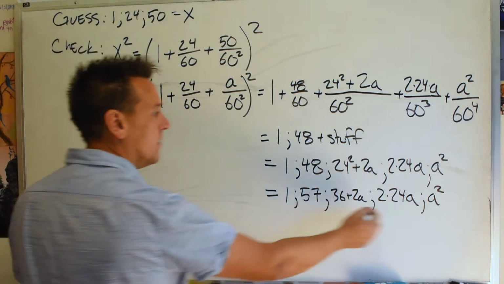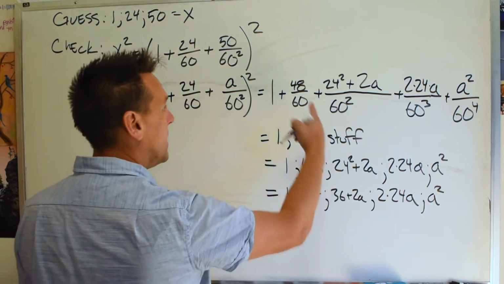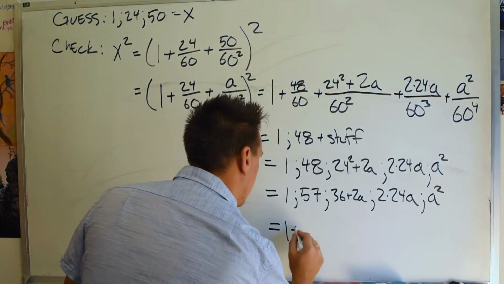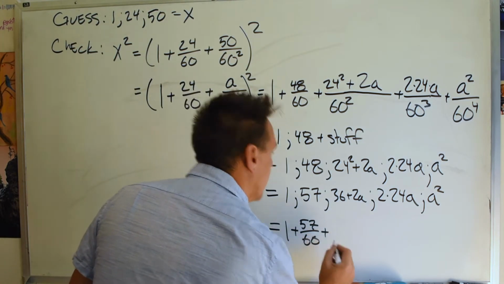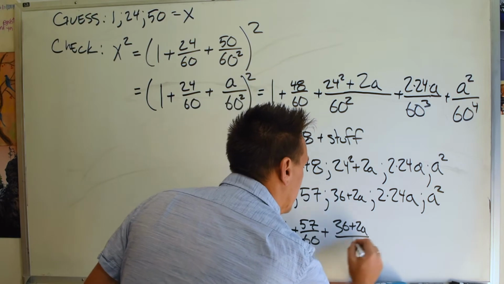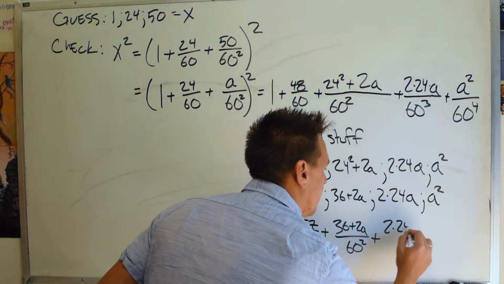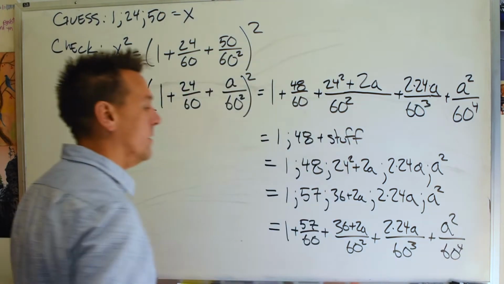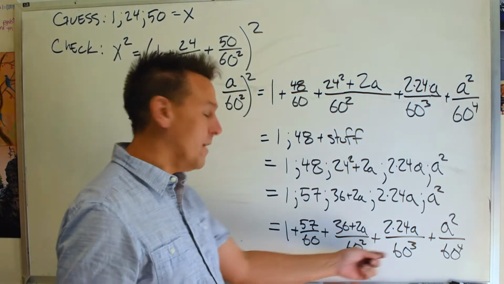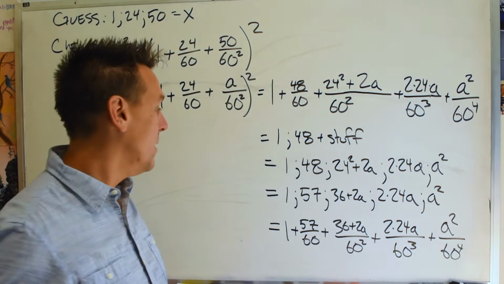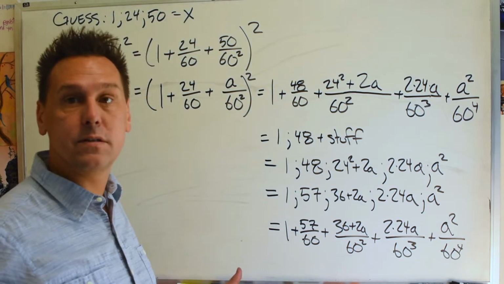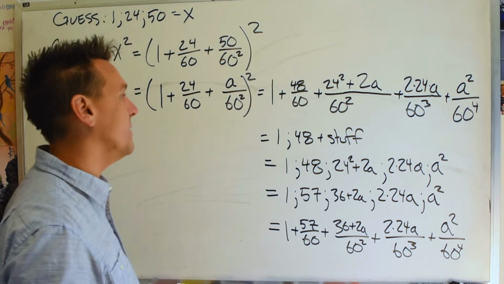Also, if we're not comfortable with this format yet, we can write our number in that format. So there's 1 and 57 over 60, and 36 plus 2 times a over 60 squared, plus 2 times 24 a over 60 cubed, and a squared over 60 to the 4th power. It is a big pain to write out all these 60s and it takes more time, but it at least has the benefit of being very obvious, if someone else came in and is looking at this number, what's going on.